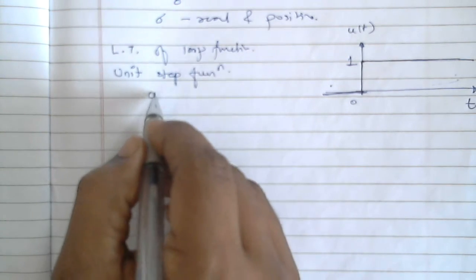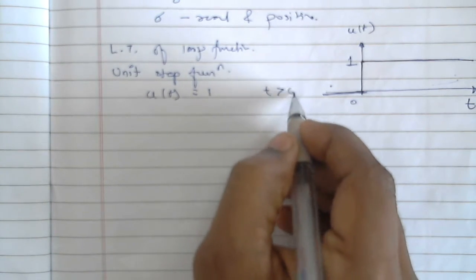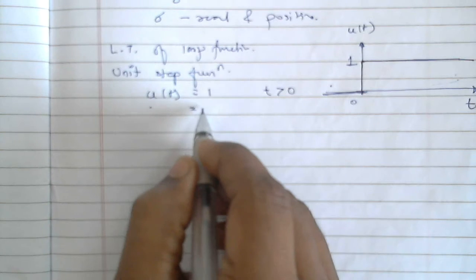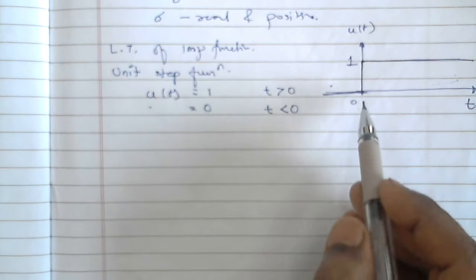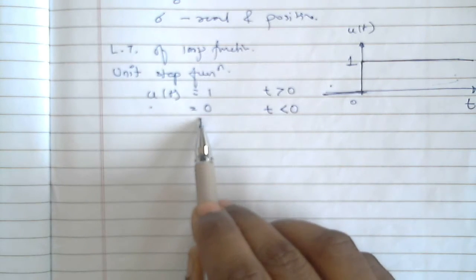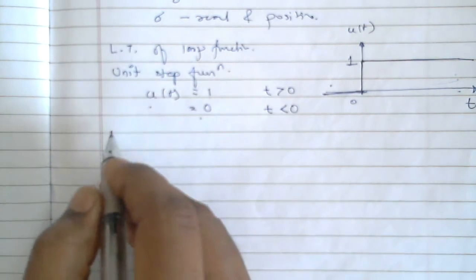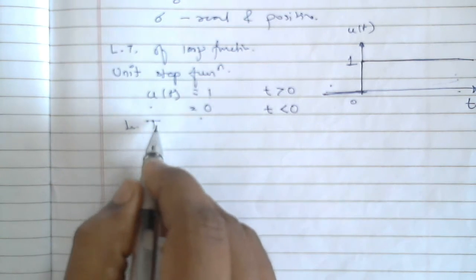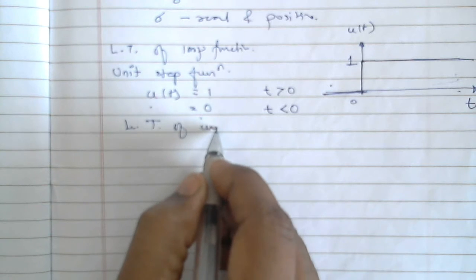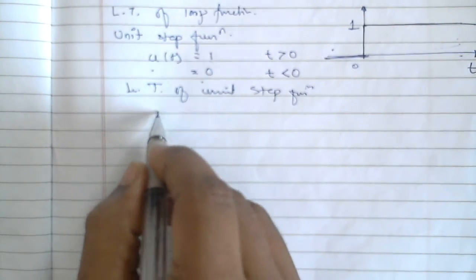So I can write it as u of t equal to 1 when t is greater than 0, and it is 0 when t is less than 0. When t is less than 0, then u of t is 0, and when t is greater than 0, then it has value 1, right? Now how to write the Laplace transform of the unit step function?